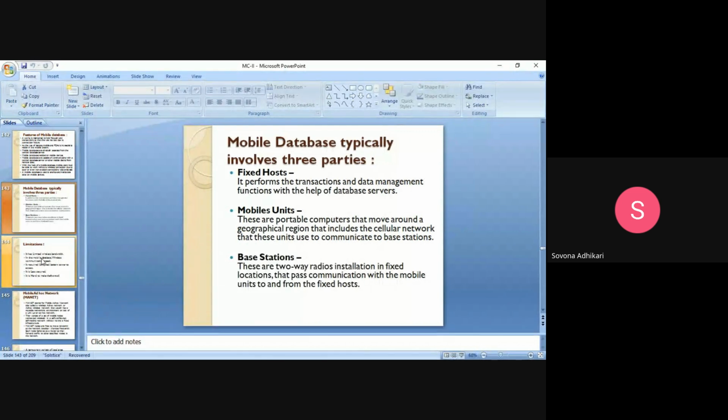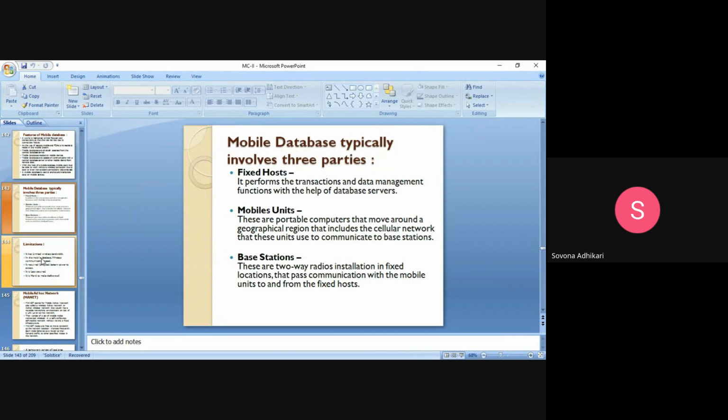A mobile database typically involves three parties: fixed hosts, mobile units, and base stations. First is the fixed host. It performs the transaction and data management functions with the help of the database server.